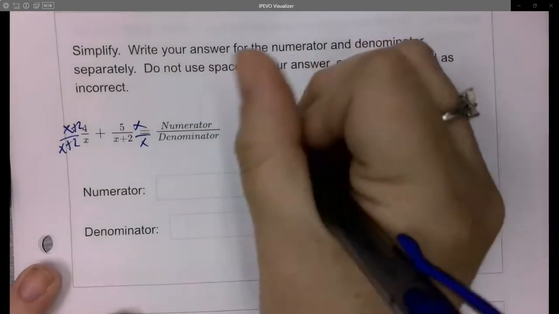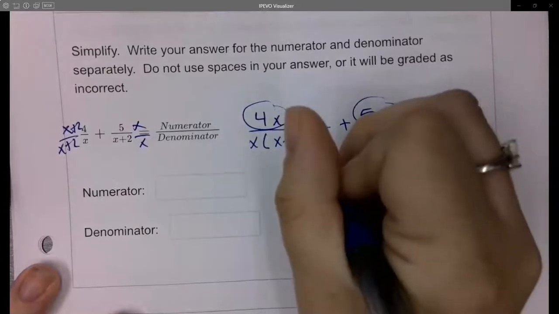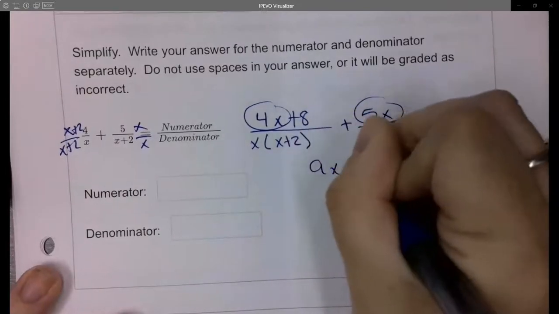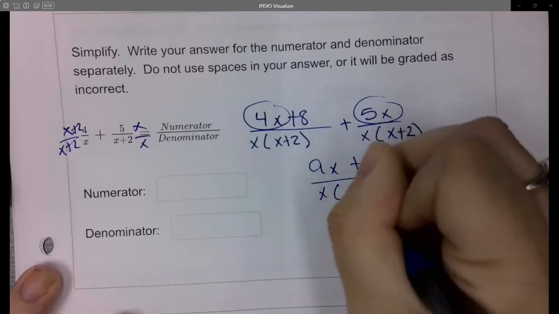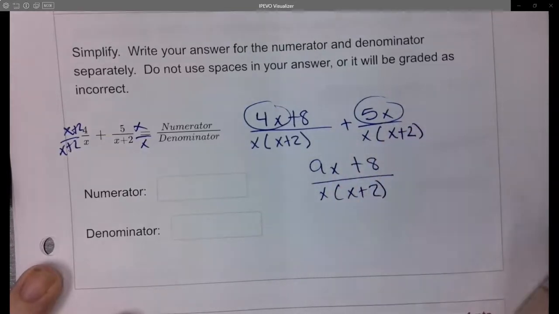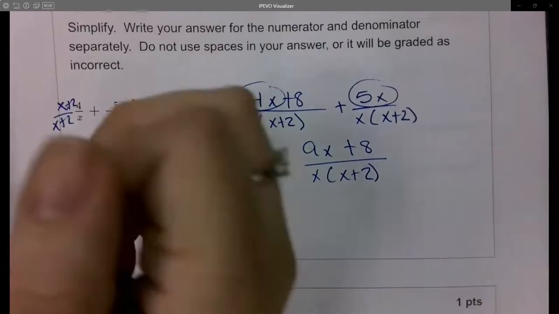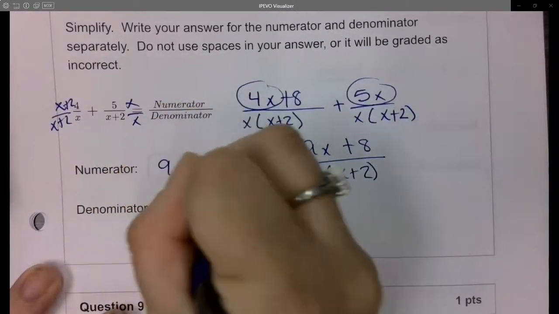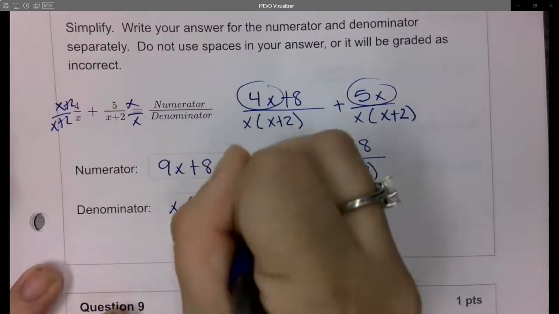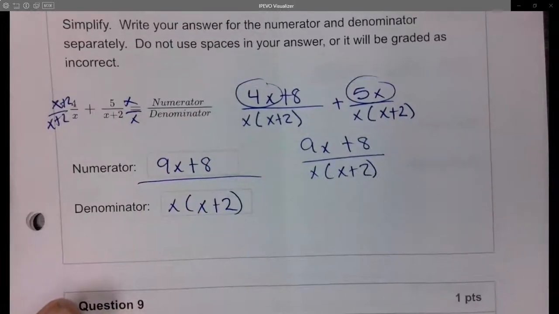Then I want to combine like terms. I have 4x and 5x being added together. That gets me 9x, and then plus the 8 over x times x plus 2. I can't factor the top anymore, so it's going to stay the 9x plus 8 over x times x plus 2. Remember, think of this like a giant fraction.